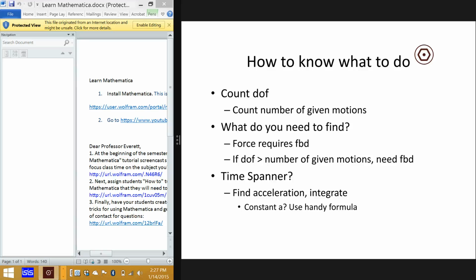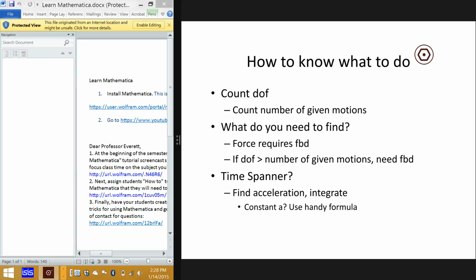And one of the things that I like to do is to ensure that students are able to approach a new problem and be able to tell what to do. So one of the things that I'm going to teach you to do is to count degree of freedom. And basically, degree of freedom is the number of things that can move independently in a problem.